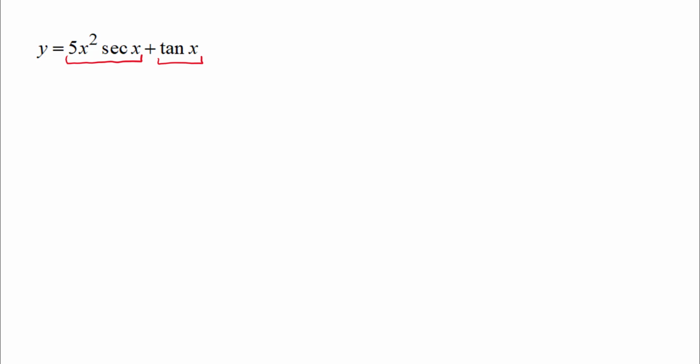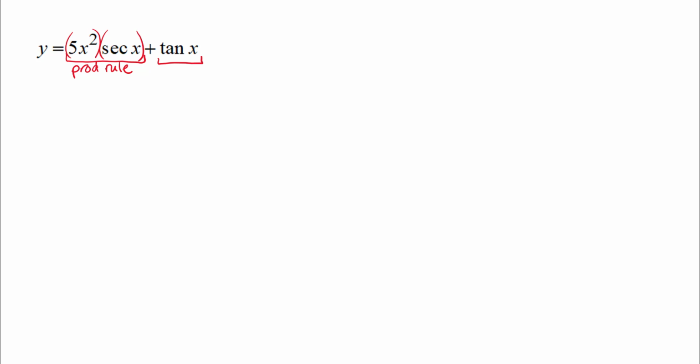The other thing to notice is that on this first term, I have 5x squared times secant of x. So there's also some product rule in this first part here. So I'm going to be using product rule here. And then at the end here, I'll just need the derivative of tangent x, that's sum. Okay, so these little hints, this labeling, I really recommend that to help yourself not get lost in all the details of the problem. Okay, so I'm going to set this up like I did before for product rule.